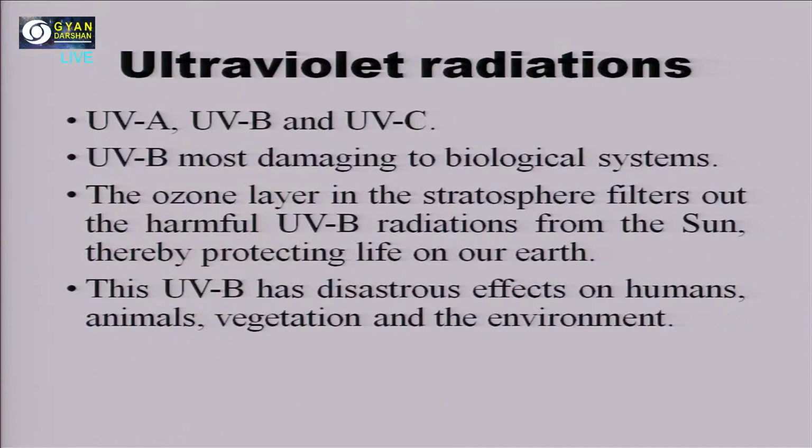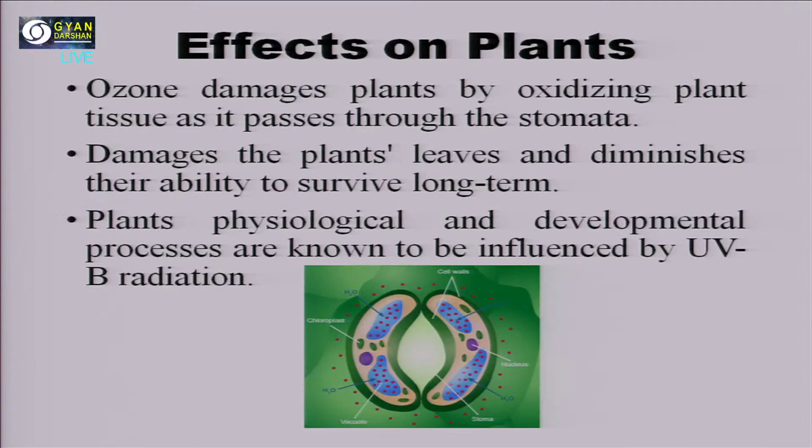Now when we talk about the effects on plants, ozone itself is an oxidizing agent, and that can damage the plant tissue by oxidizing it, especially the stomata and the leaf pore openings found on the leaf surfaces. These leaf surfaces can also be influenced by UVB radiation. Therefore the plants will not be able to survive for a long-term period.